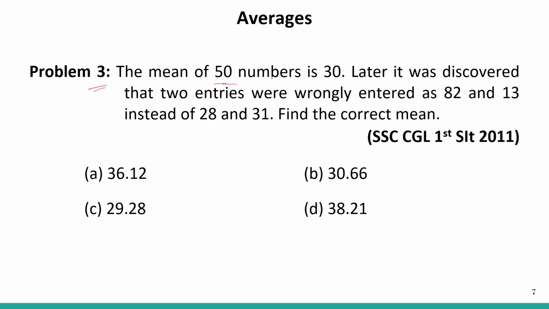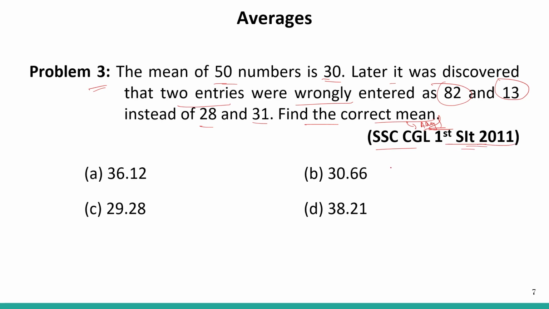The mean of 50 numbers is actually 30. Later it was discovered that two entries were wrongly entered as 82 and 13 instead of 28 and 31. So find the correct mean. Correct mean is also called average. This question has appeared in the SSC CGL first sitting 2011 paper.